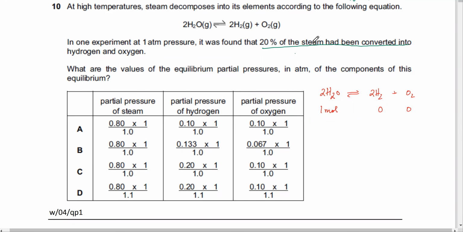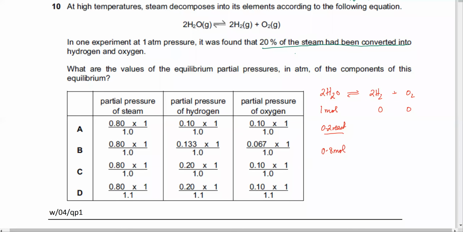So 20% of the steam is dissociated. So out of 1 mole, 20% is dissociated. What is 20%? That means 0.2 reacted, right? So you're left with 0.8 moles. 20% is gone, so you're left with 0.8 moles.